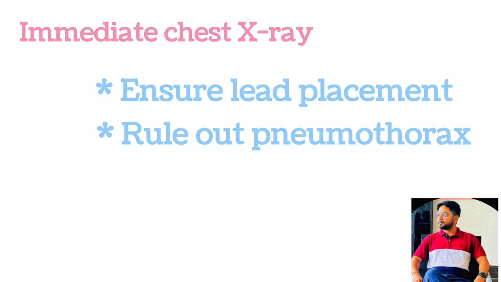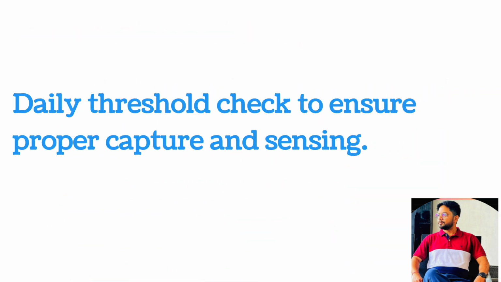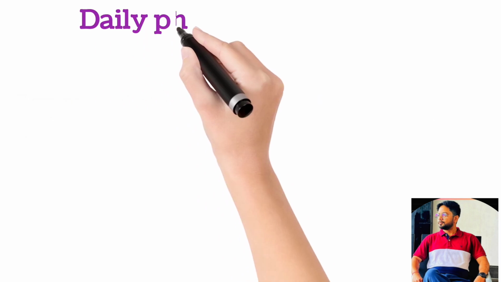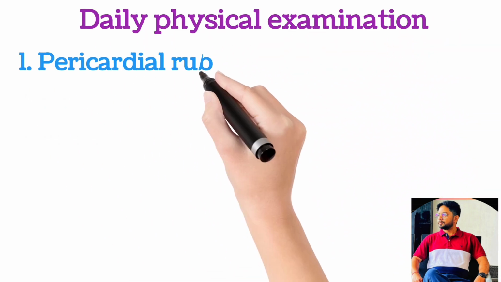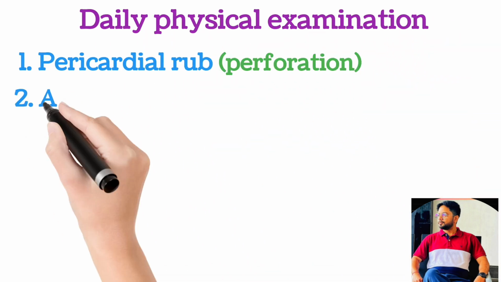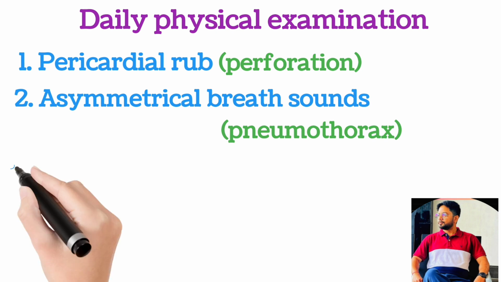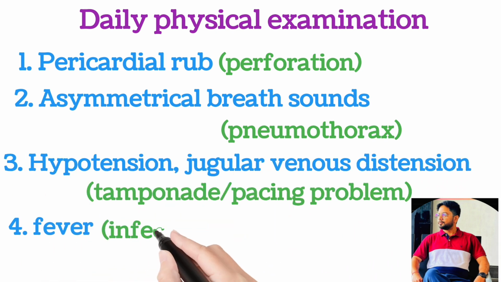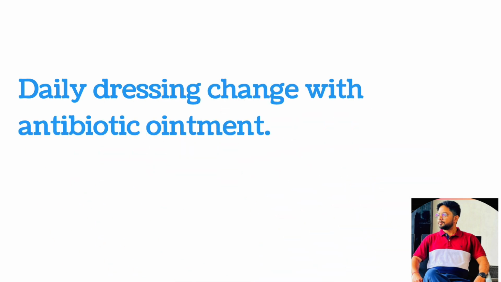Daily threshold check to ensure proper capture and sensing. Separate IV access if a drug needs to be administered, not through the central line. Daily physical examination should be done to rule out pericardial rub, asymmetric breath sounds, hypotension, jugular venous distension, fever, and the like. Daily dressing change with antibiotic ointment.